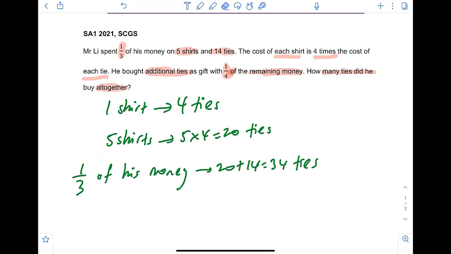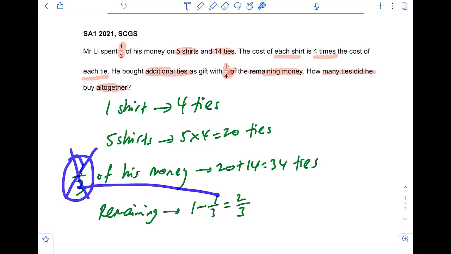Now he wanted to buy more ties as gifts. So with the remaining money, after he spent 1/3, he had some remaining money. He used 1/4 of that remaining money to buy more ties. So what's remaining? What's remaining will be 1 minus 1/3. That will be 2/3, right? Because he spent 1/3 already.